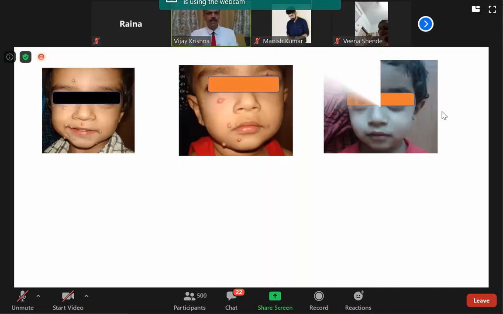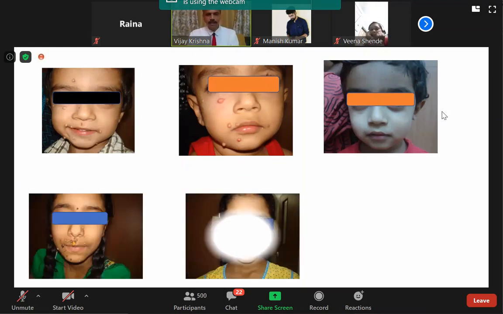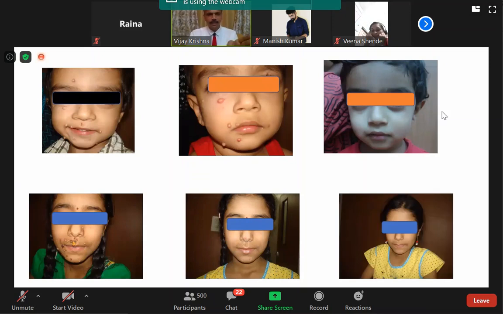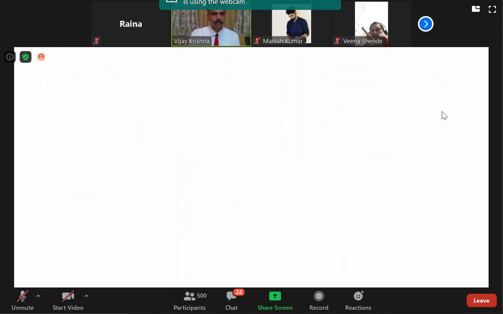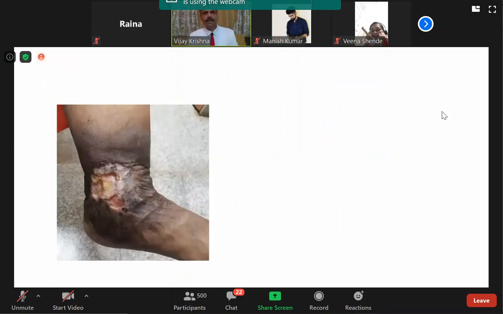Like, for example, this was a case of facial wart. It is not molluscum, it is facial wart. And then we have a girl with molluscum contagiosum. You can see the images before treatment and after treatment. Not only molluscum contagiosum or warts, we also have a lot of cases related to skin. We have ulcers, non-healing ulcers, varicose ulcers, bed sores. There is beautiful scope in our homeopathic system.